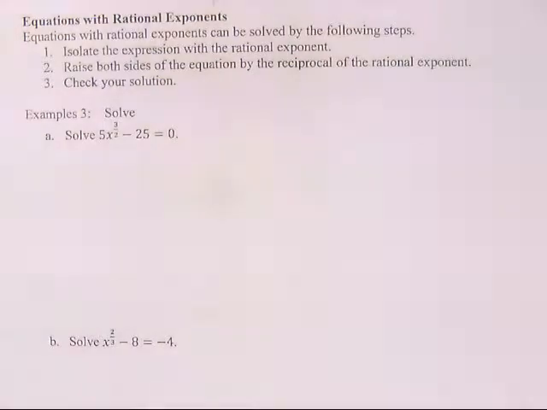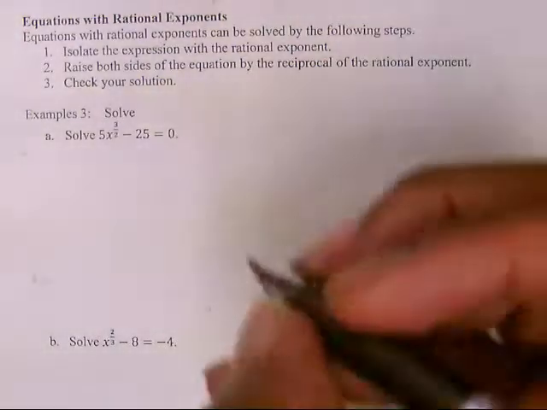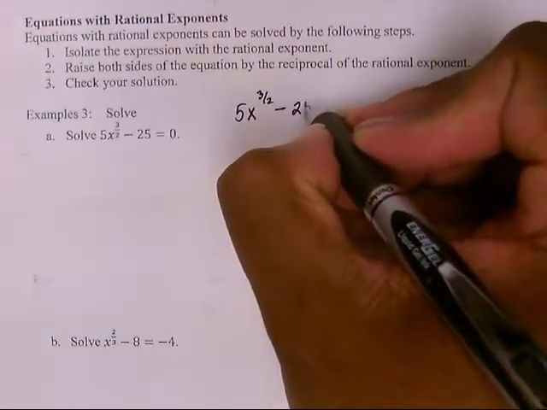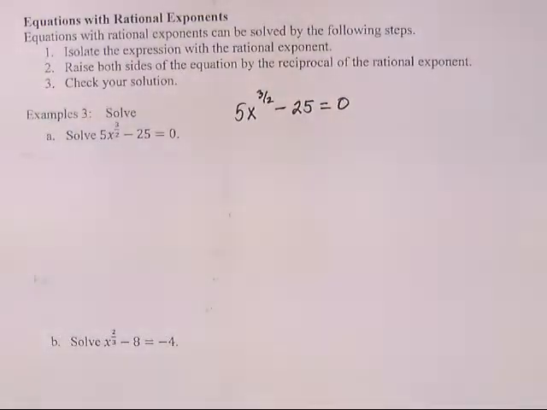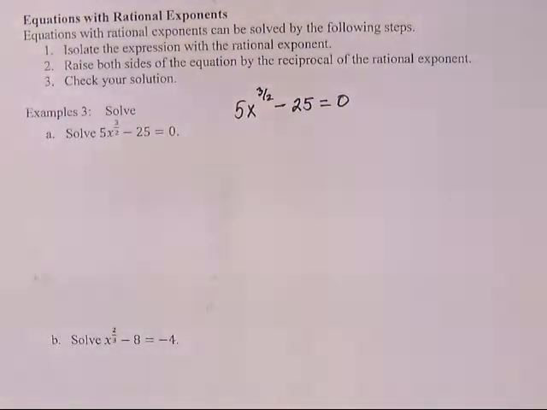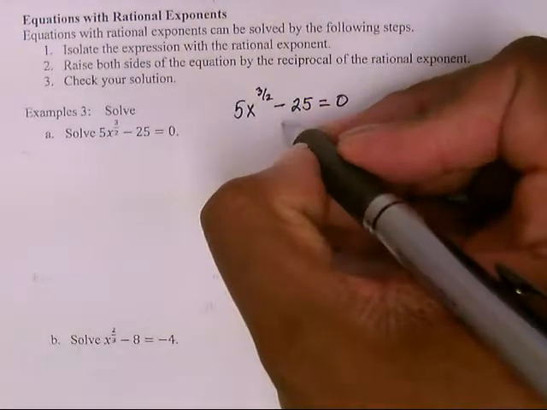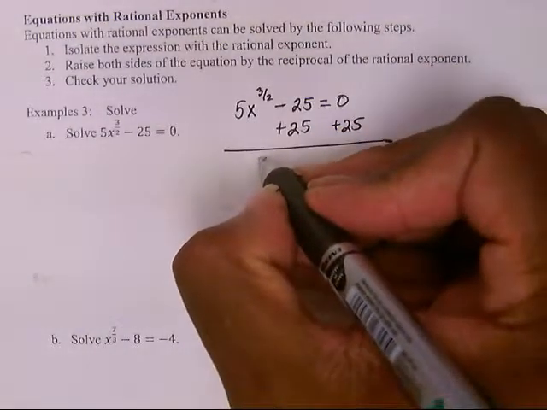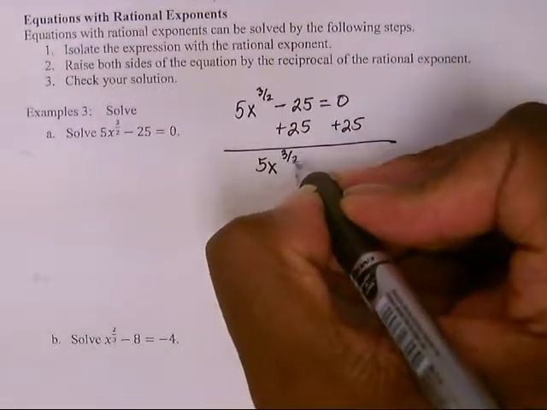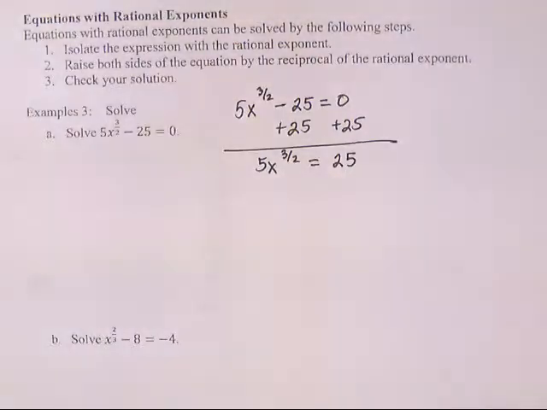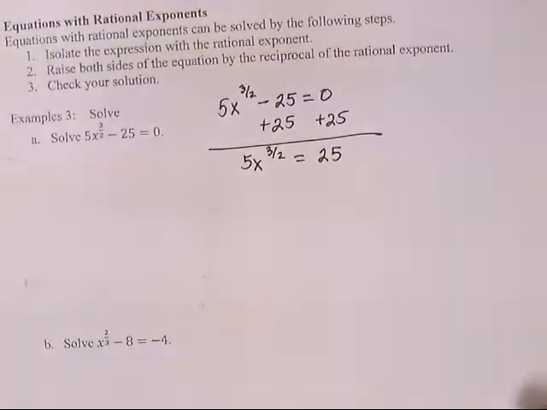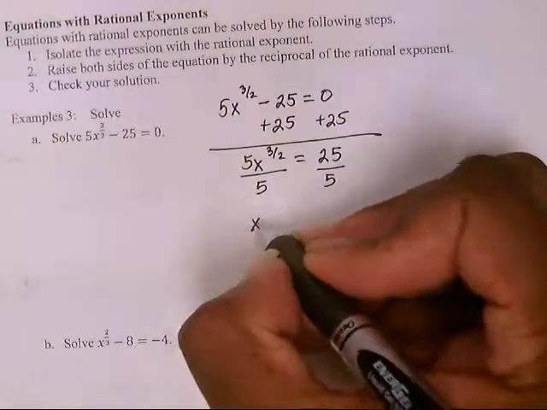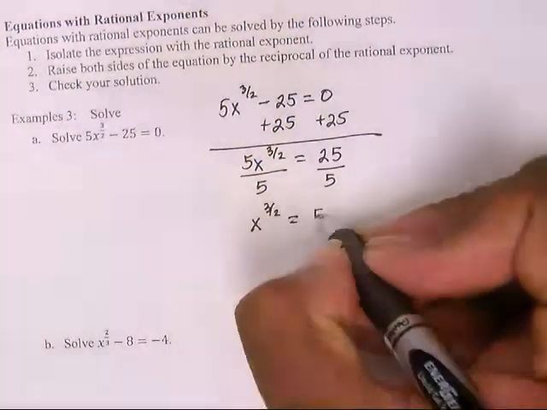So let's start with part A. 5x to the 3 halves minus 25 equal to 0. Now we're going to try to get the x to the 3 halves by itself. We're subtracting 25, so we need to add 25 to both sides. So we're going to have 5x to the 3 halves is equal to 25. Then we're going to divide both sides by 5. This will give you x to the 3 halves, and that's equal to 5.